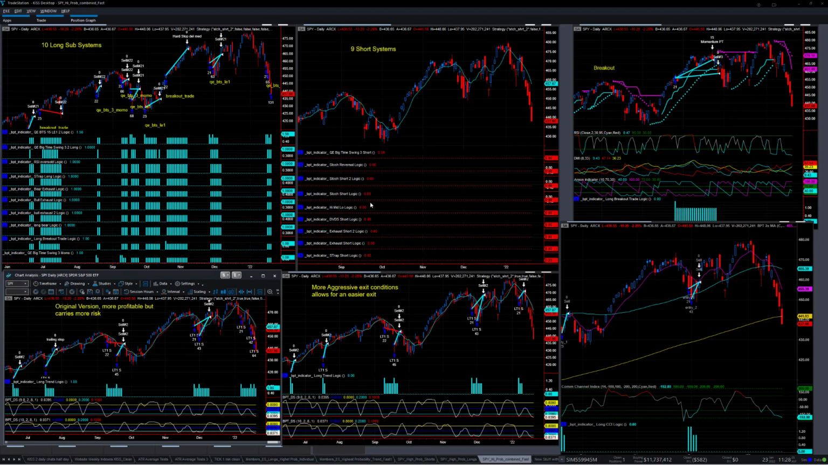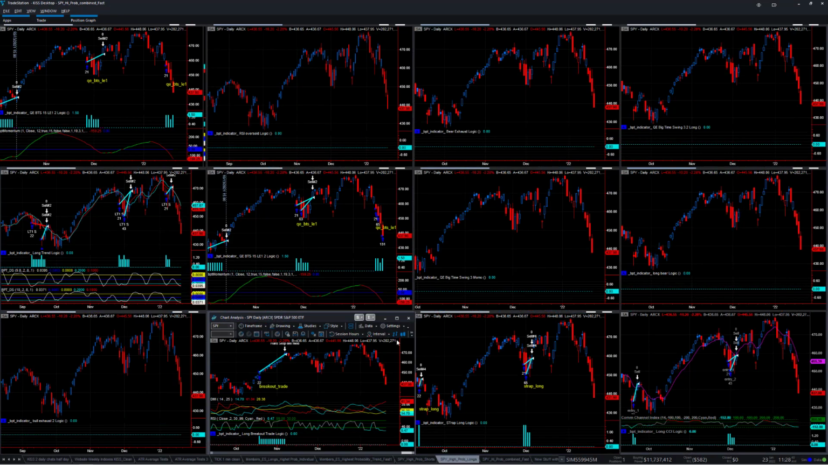Going to the systems, here's my workspace on TradeStation. I have all the systems on, collect these 21 systems added to these 6 types of charts. So if we look at the systems individually, here are the subsystems for the SPY, the long subsystems.